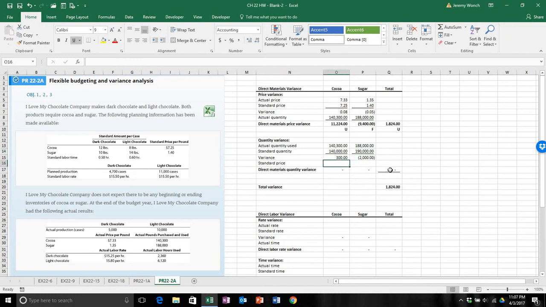We want to plug in our standard price, which we entered up here. So $7.25 for the cocoa, $1.40 for the sugar. So that gives us, for the cocoa, a variance of $2,175. Now we used more than we planned, so that's going to be unfavorable. And for the sugar, we used less than we planned, so that's going to be favorable. And so overall, that will be a favorable variance.